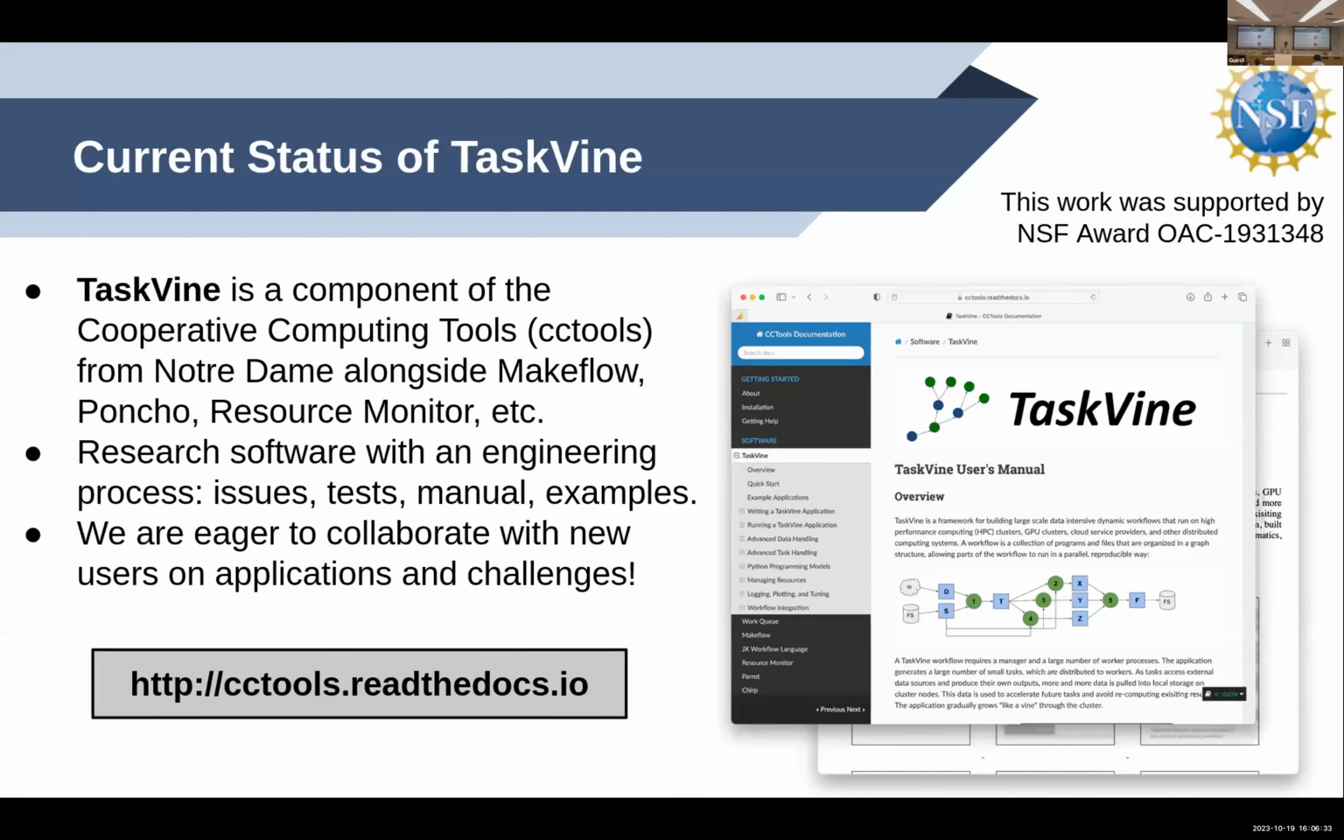And finally, I'd like to note that TaskVine is a real software product from the Cooperative Computing Lab at the University of Notre Dame. We've been working with the Parsl team for a year or two by now, and we're eager to collaborate with new users on applications and challenges. Thank you.